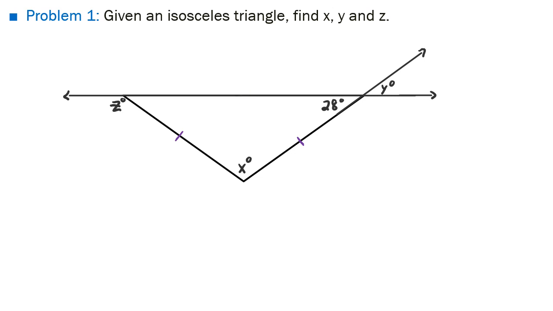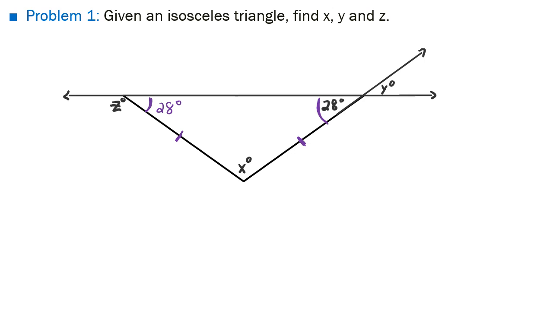That means also that since these two sides are congruent, the angles opposite of them, so this one here, is going to be congruent to this one here. Those are called base angles. So if we know this one right here is 28 degrees, this one over here is also 28 degrees.